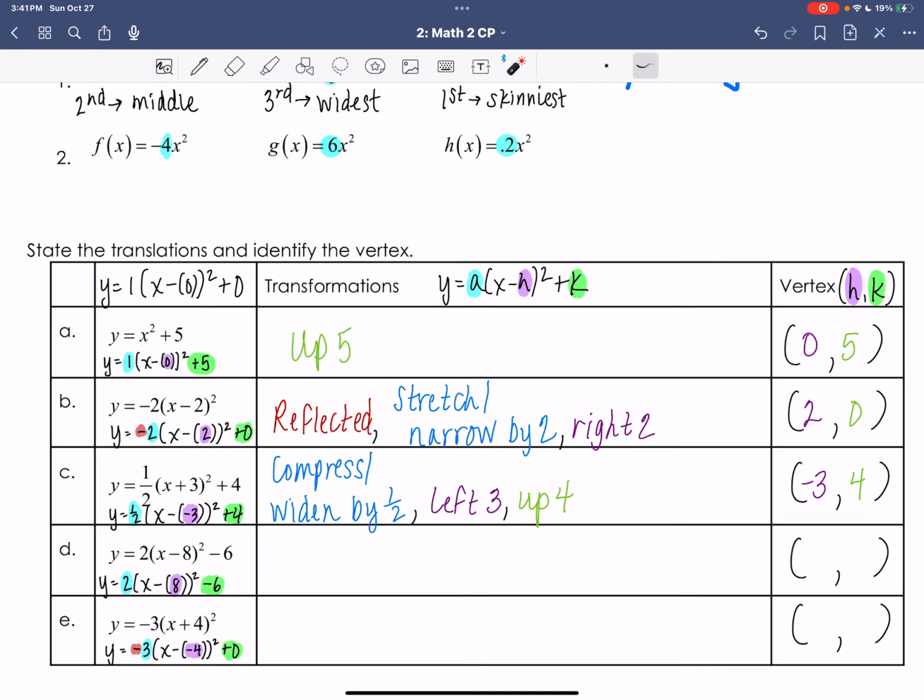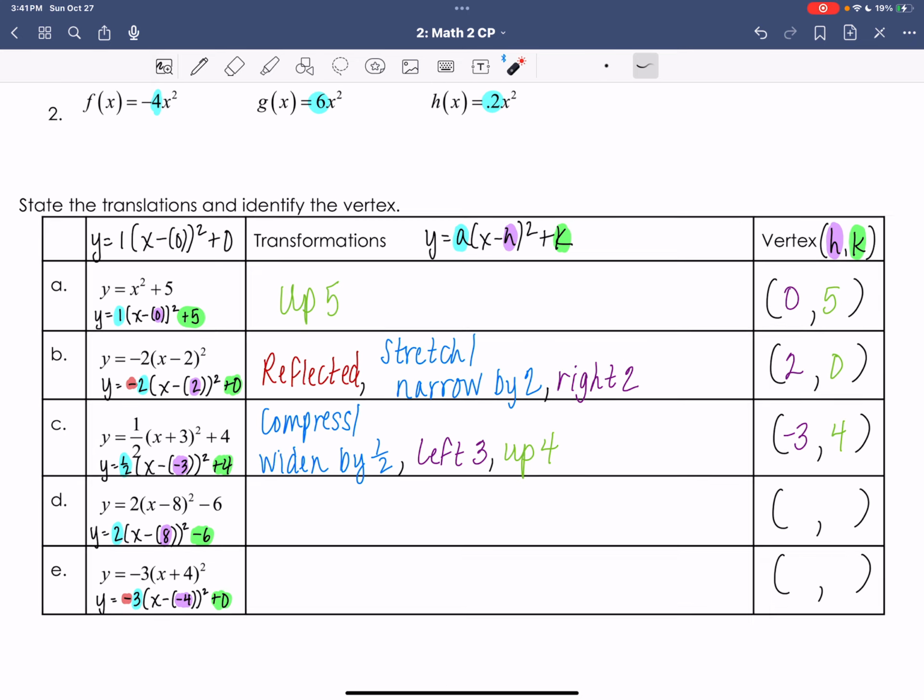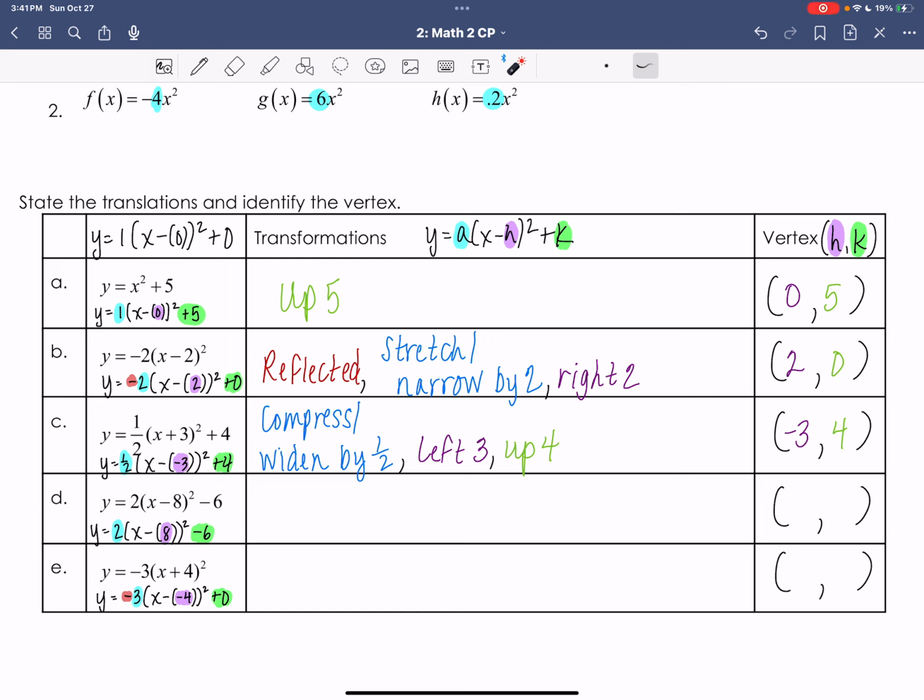All right. Now, let's go ahead and let's look at the translations and identify the vertex. So again, you have to know what all the parts mean to this. And the original function, written with all the invisible numbers, is this. So you would have y equals 1, x minus, and remember that's 0, squared, plus 0. So that's your original. So any changes from there means that there's a transformation of some sort. So I color-coded what I wrote here on here, so that way you can follow along.